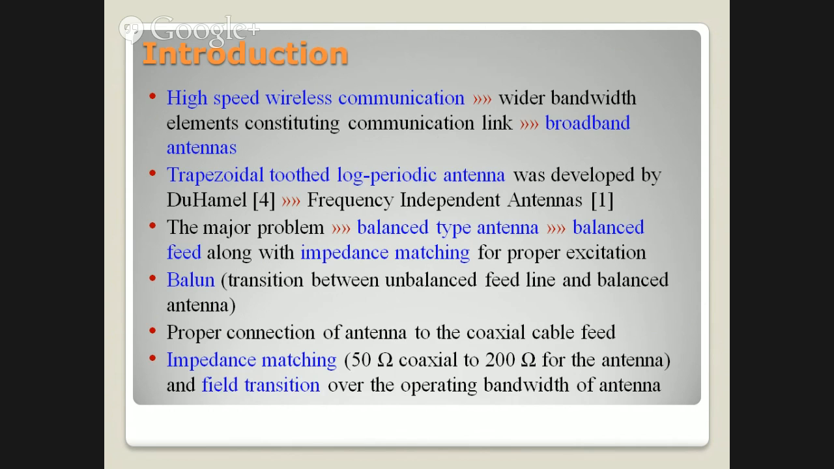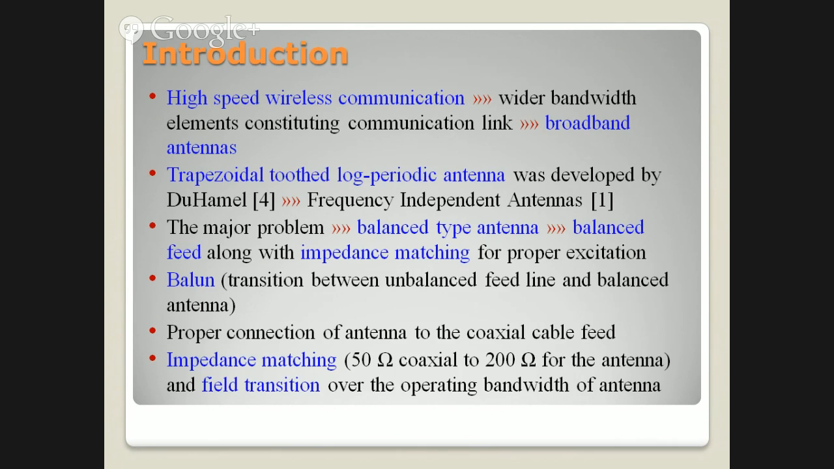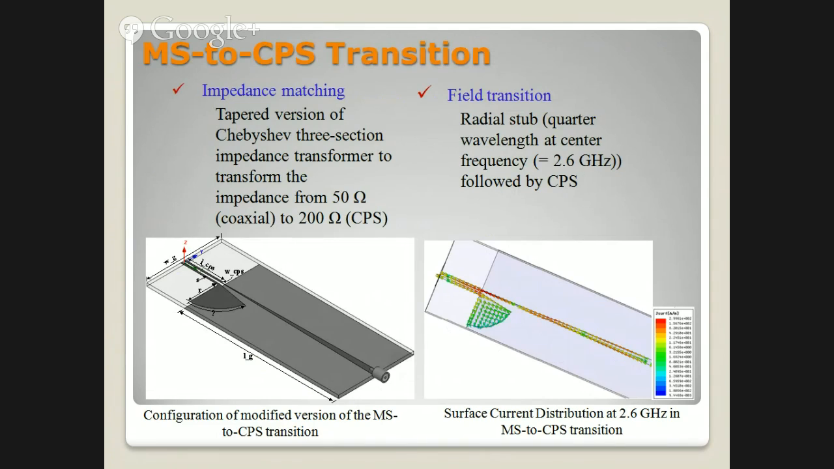After some study, I found that the solution is the balun. A balun is a transition between an unbalanced feed line and a balanced antenna, or vice versa. For the proper connection of the antenna to the coaxial cable, the balun is designed in such a manner that impedance matching and field transition are achieved over the operating frequency band. I considered this microstrip to coplanar stripline transition.